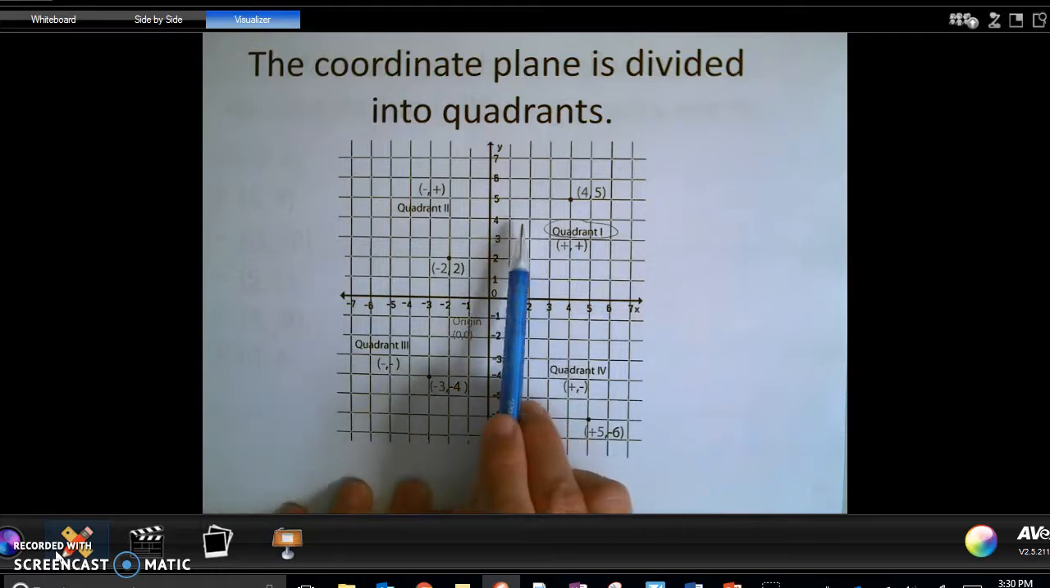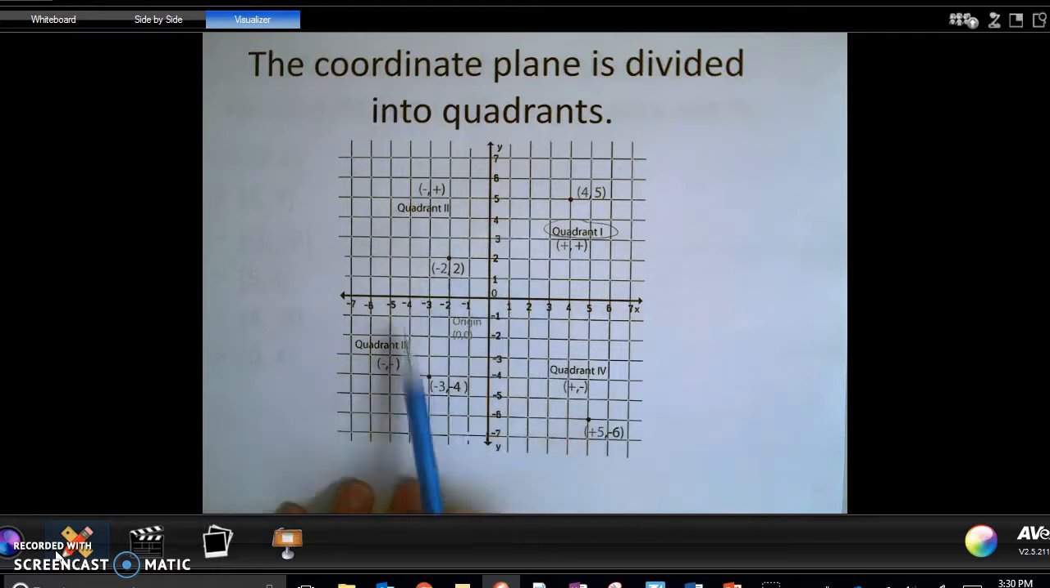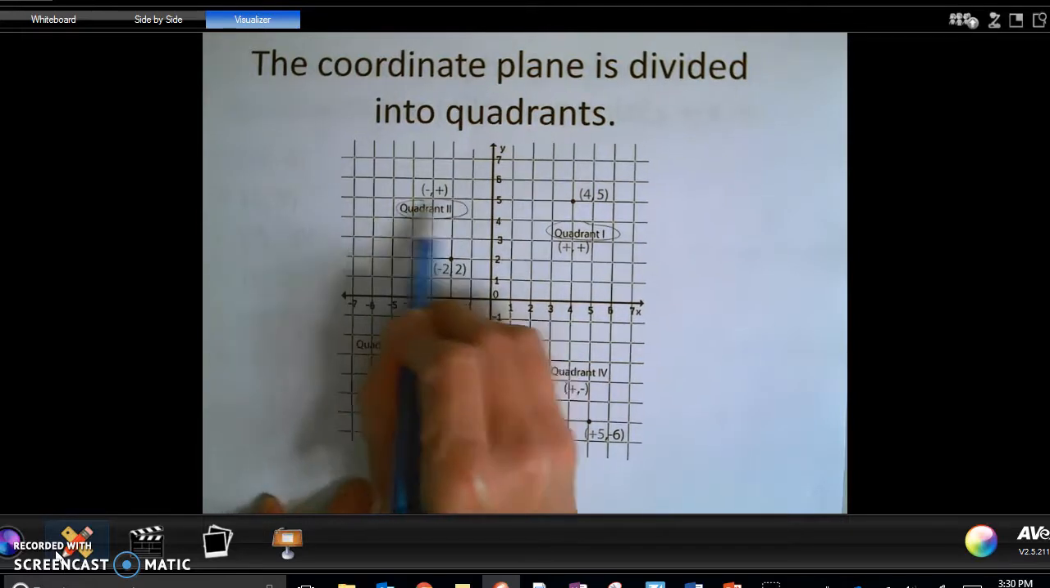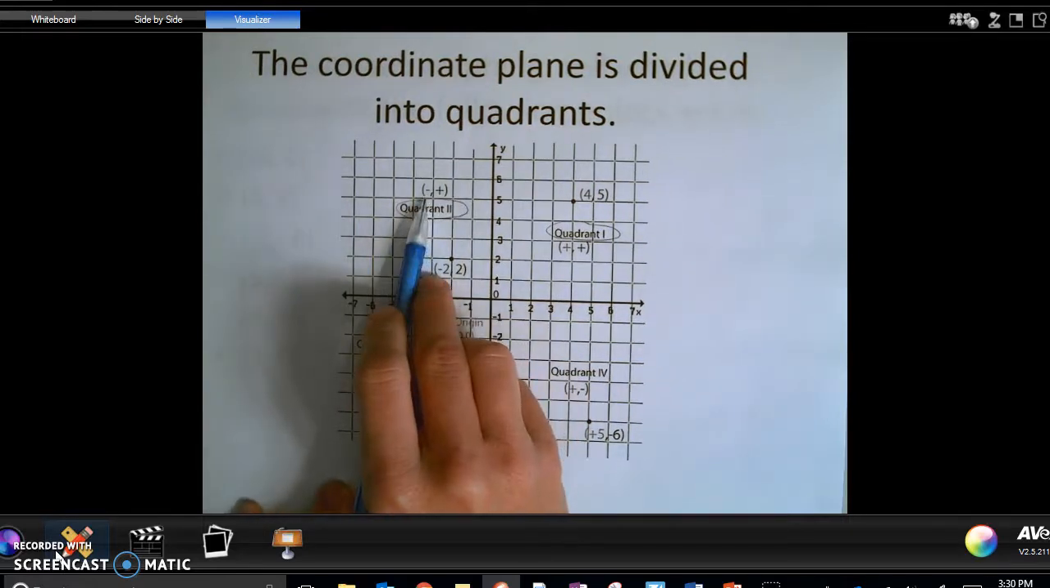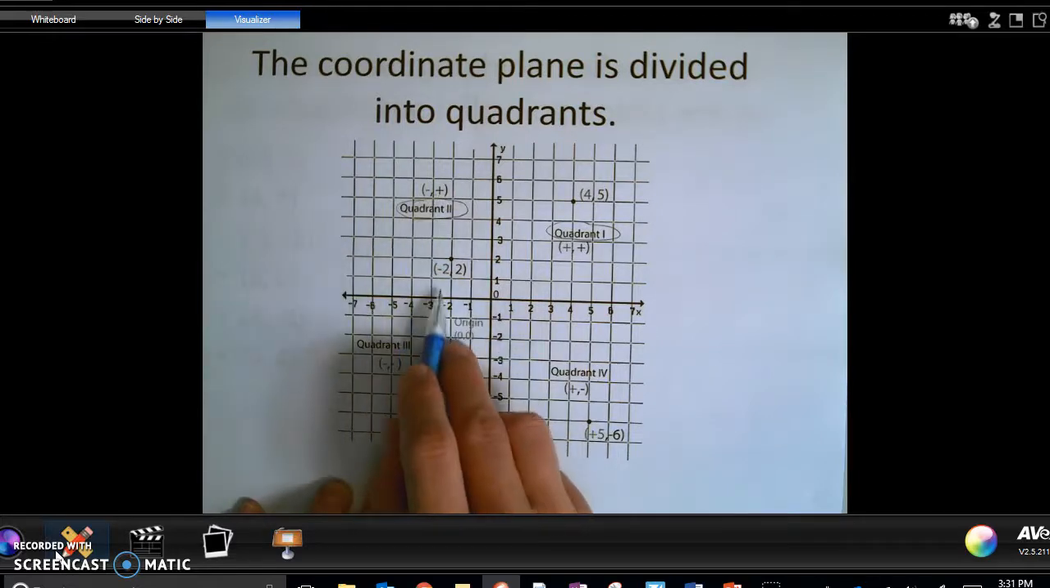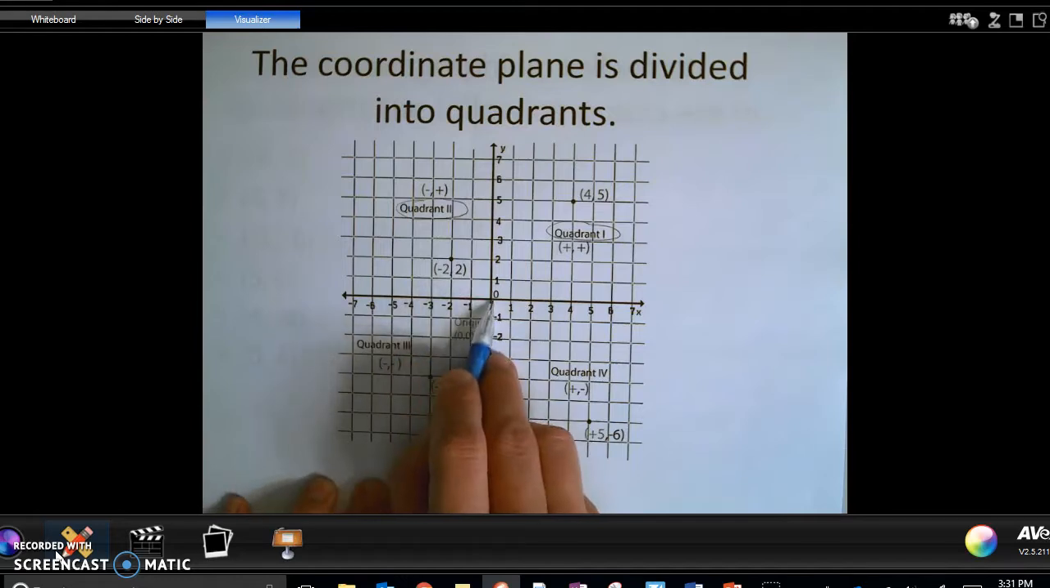Now our quadrants move counterclockwise around, and so to the left I have quadrant 2, and you'll notice that all of my x coordinates are going to be negative, but all of my y coordinates will still be positive. So an example of a point in quadrant 2 would be -2, 2, meaning from the origin I move left 2 and up 2.